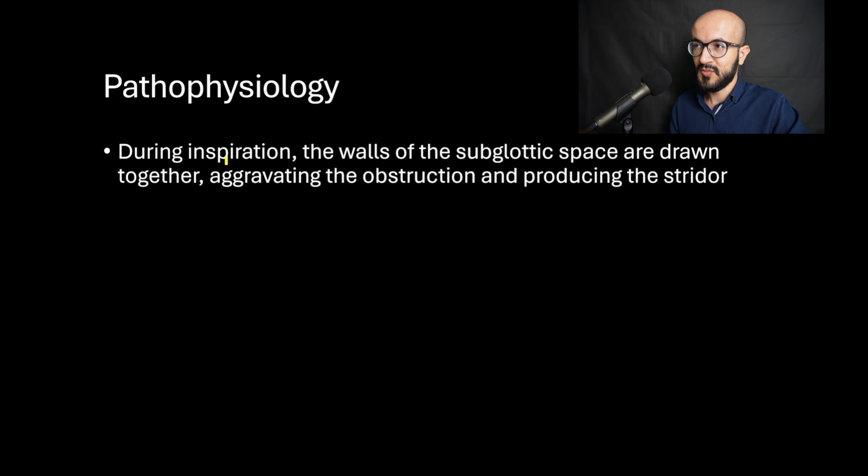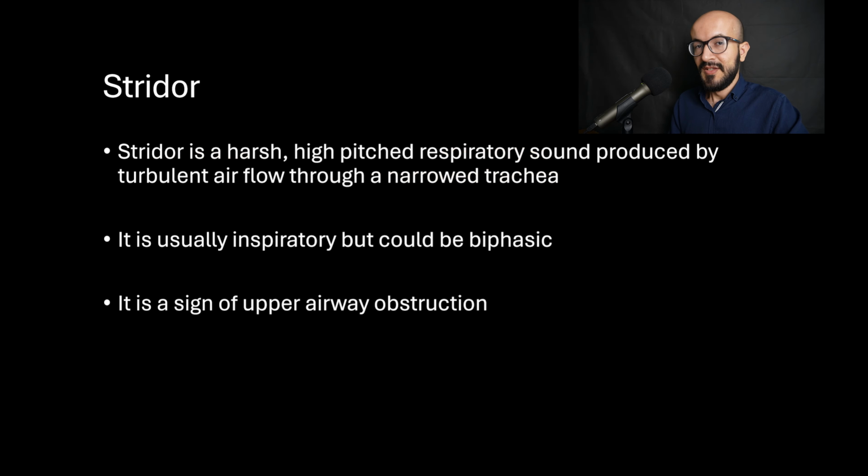Now, during inspiration, the walls of the subglottic area are drawn together, aggravating the obstruction and producing the stridor. So stridor is a harsh, high-pitched respiratory sound produced by turbulent airflow through the narrowed trachea, and it is usually inspiratory, but it could be biphasic, and it is a sign of upper airway obstruction.